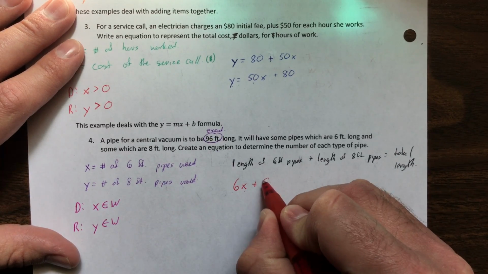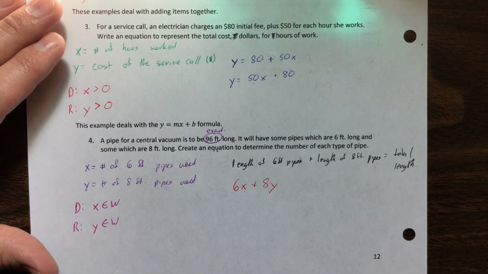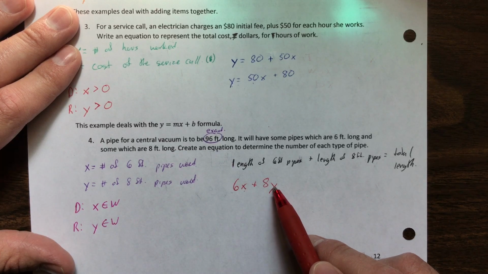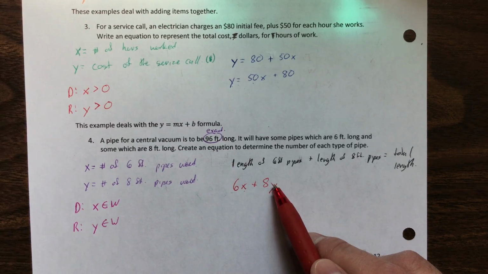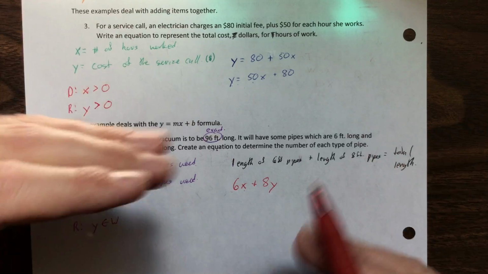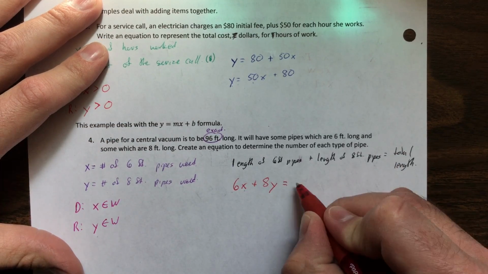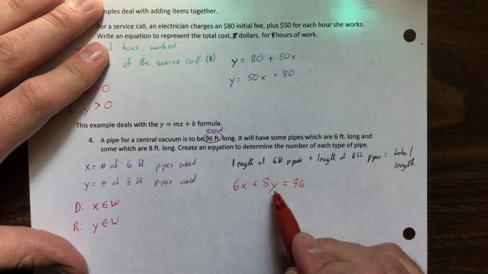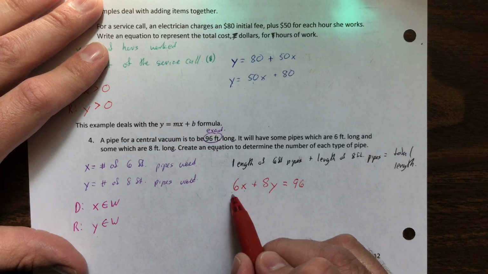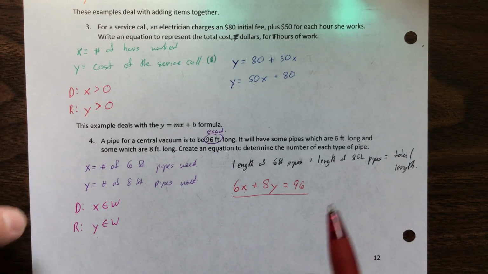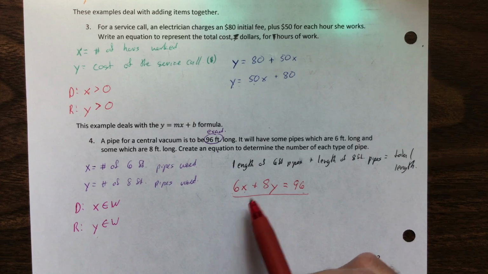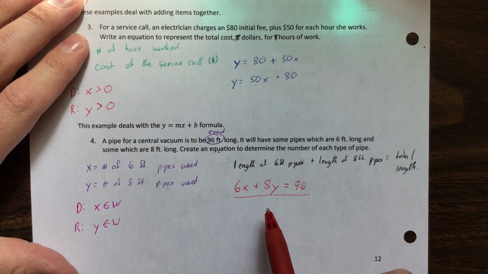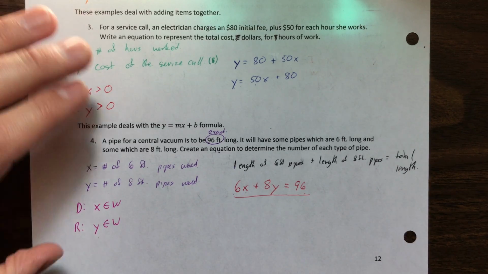If we do the same thing with our 8 foot pipes, so 8y, that's going to give us our length of 8 foot pipes. However many of our 8 foot pipes we're using, we multiply by 8, and that gives us that total length of 8 foot pipes. And this has to equal our total length, which is 96 feet. So 6x plus 8y is going to equal 96 feet. And this is one that's kind of a case where we have to multiply our x's and our y's by something. We might even have to divide our x's and our y's by something. But this goes through that example as well on how to do that.